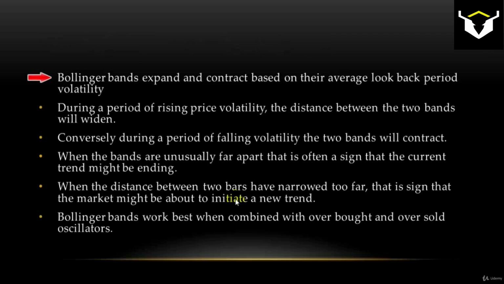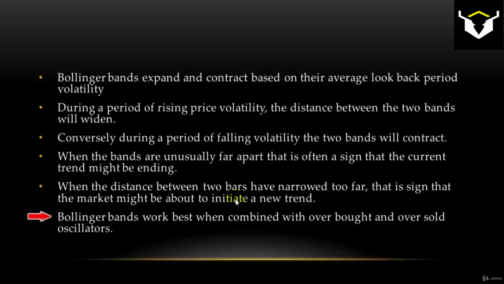Bollinger Bands expand and contract based on their average look-back period volatility. During a period of rising price volatility, the distance between the two bands will widen. Conversely, during a period of falling volatility, the two bands will contract. When the bands are unusually far apart, that is often a sign that the current trend might be ending. Similarly, when the distance between the two bands has narrowed too far, that is a sign that the market might be about to initiate a new trend.